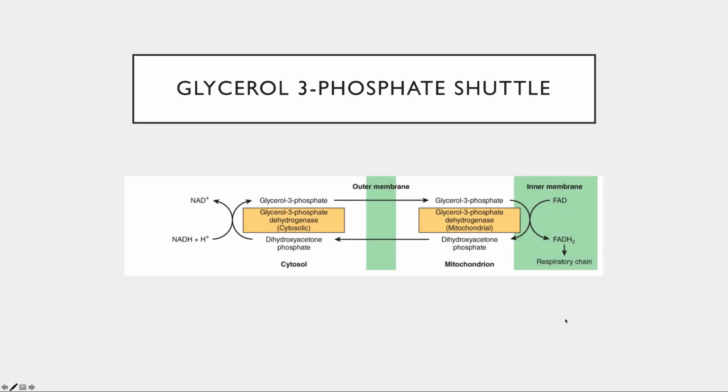We have 2 options for shuttling NADH or its reducing equivalents across the mitochondrial membrane, and the first and the most common of the shuttle systems is the glycerol 3-phosphate shuttle. If we look here on the cytosolic side, what you'll notice is our pool of NADH is here, and we'll transfer electrons from NADH to dihydroxyacetone phosphate to generate glycerol 3-phosphate and NAD+.